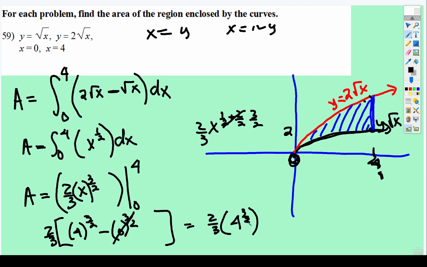Well, the 1/2 in the exponent means the square root of 4. The square root of 4 is 2, and then that says 2 cubed, which is 8. So now you have 2/3 times 8, which is 16/3. And now, because it's asking for area, units squared. Just like that. I think we're going to end it on that one.